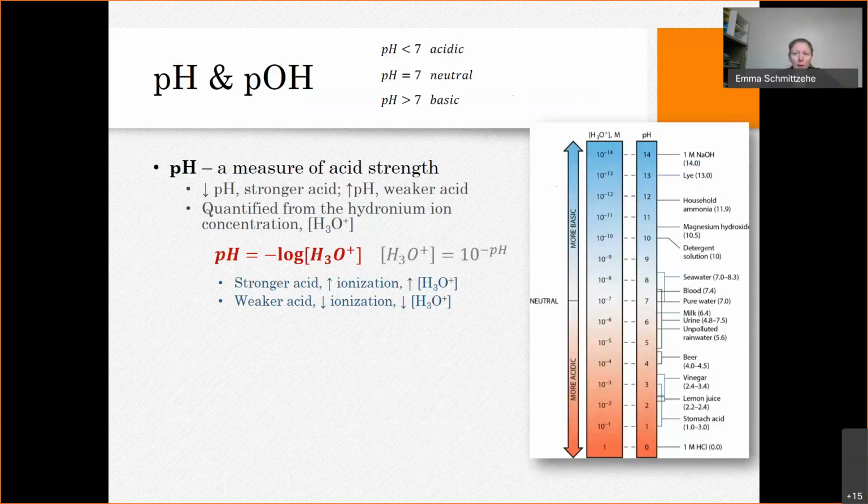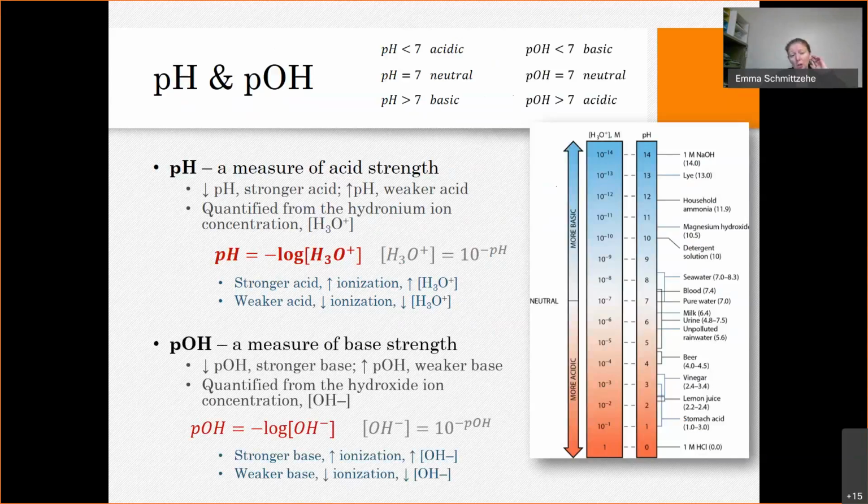Whereas we could talk about this from the perspective of a base. And so we could talk about it on the scale of pOH. And that's really considered to be a measure of base strength. Now you could measure the strength of a base based on the pH scale. It's just that high values would then be a strong base, as opposed to low values being a strong acid. Okay, so it's just the opposite end of the scale.